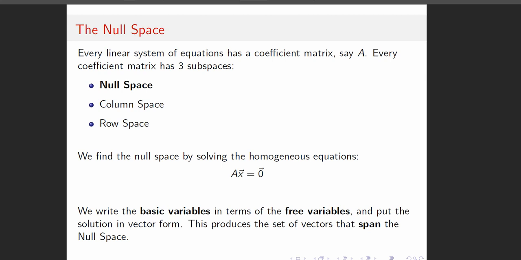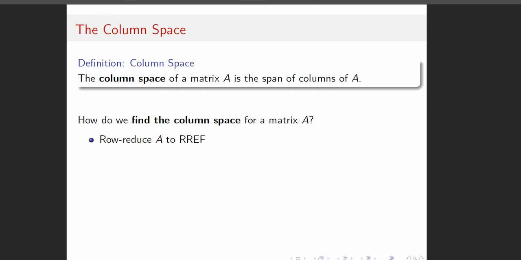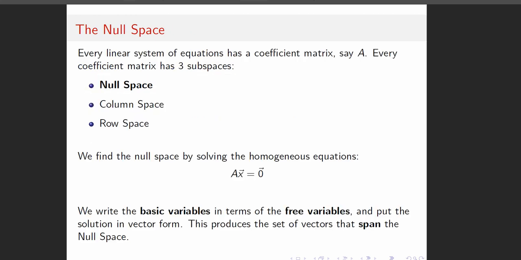All right. And then we write the basic variables in terms of the free variables and put the solution in vector form. So we get the solution to the homogeneous equations in vector form, and that will produce a set of vectors that span the null space. In vector form, we often use scalars times the vectors, and so that linear combination will actually produce the span of the null space. It'll produce all possible vectors that are in the null space. And we'll also talk about the column space, but let's do some null space examples first.